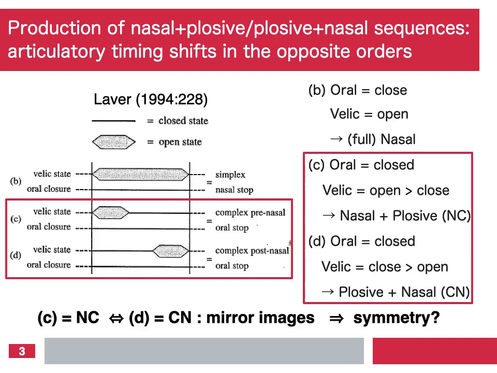Production of nasal plosive and plosive nasal sequences has been described as articulatory timing shifts in the opposite orders by Lever. When oral closure and velum opening are made simultaneously, a full nasal is produced. But when oral closure is maintained but the velum goes from open to close, a nasal plus plosive sequence is produced. When the velum goes from close to open, then plosive plus nasal is produced. So these two sequences are described as mirror images of each other, and there seems to be symmetry between them.